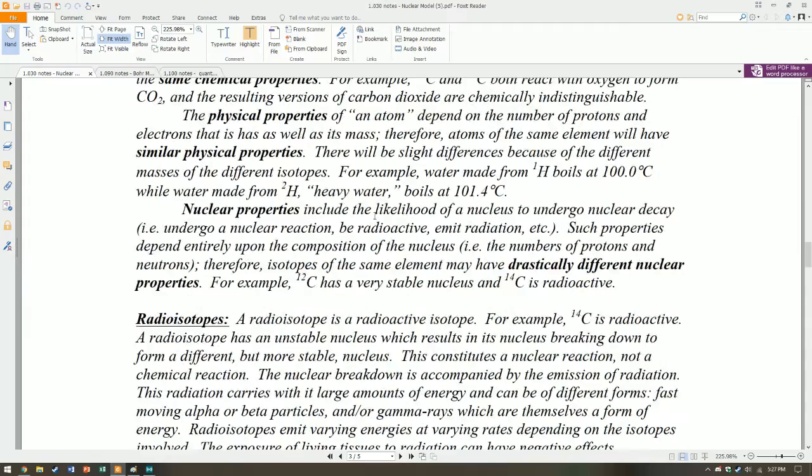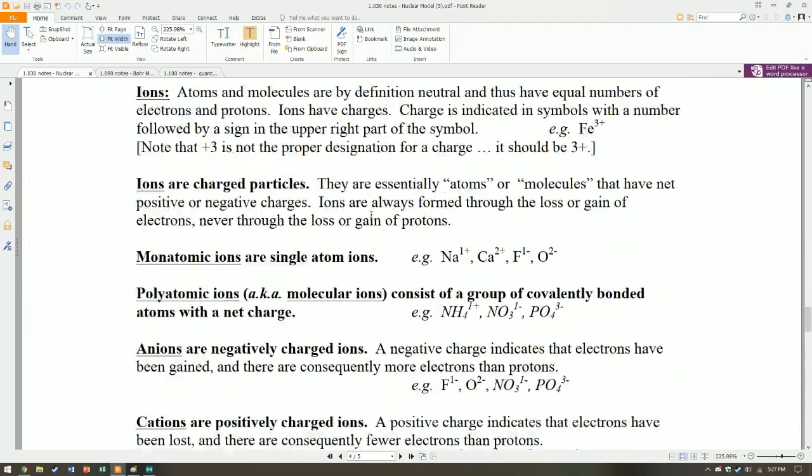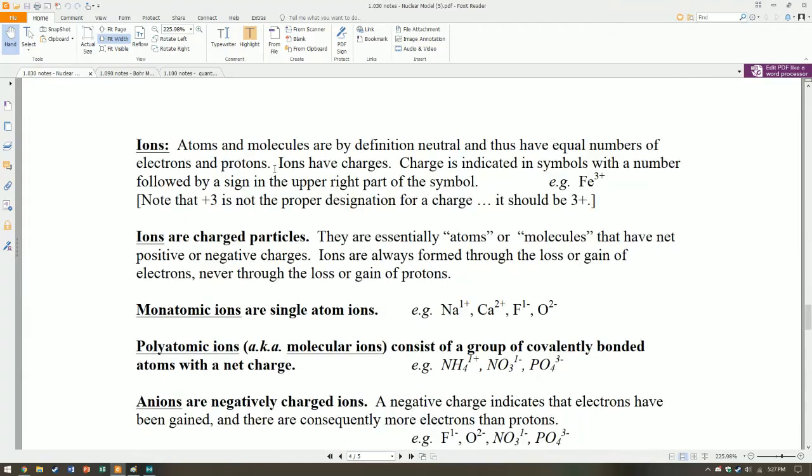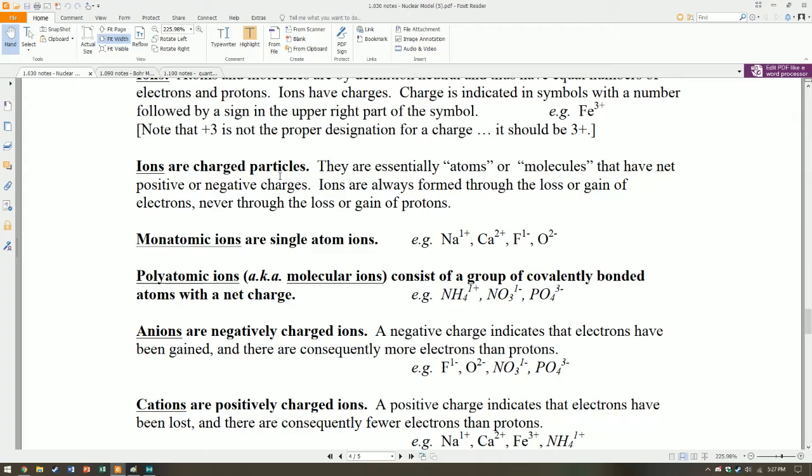And then lastly, when we consider ions, ions are charged particles. They can have either a positive charge or a negative charge. Positively charged ions are called cations. Negatively charged ones are called anions. Atoms and molecules are by definition neutral and thus have equal numbers of protons and electrons. Ions get their charges by either having an excess or a deficit of electrons, since protons don't move.